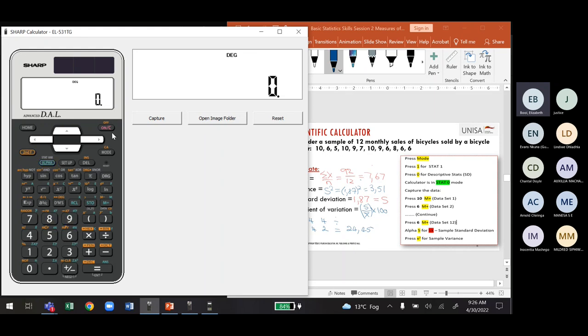But we need to get your calculator also to stat mode. So for you, you will press the mode button.